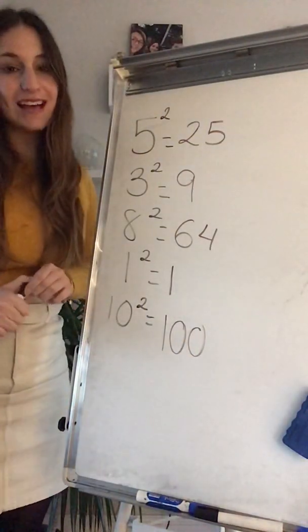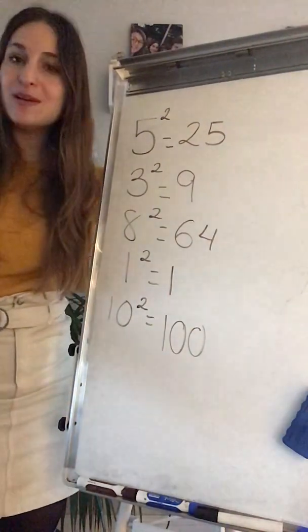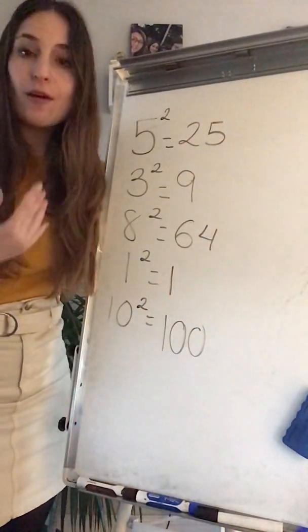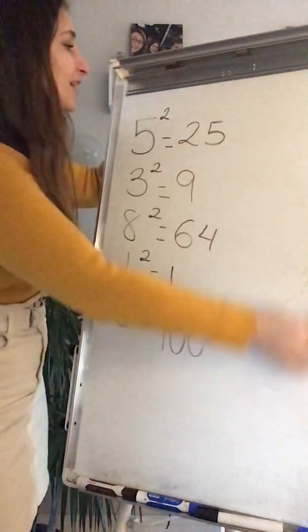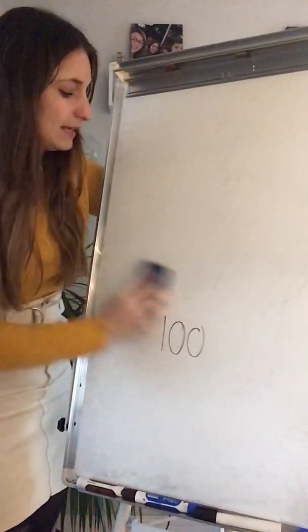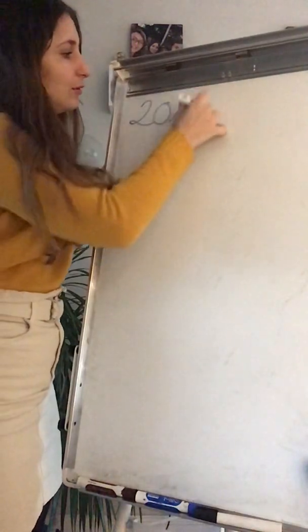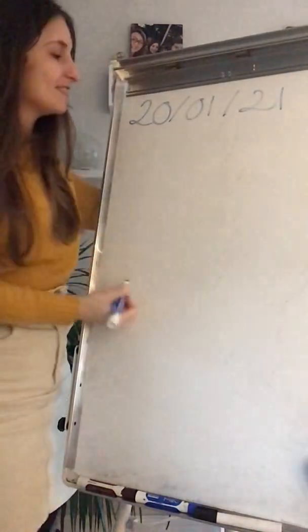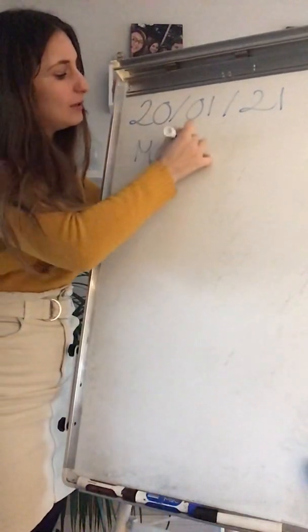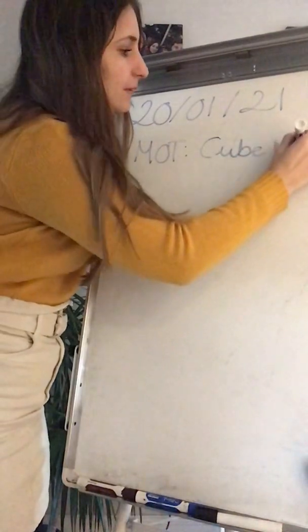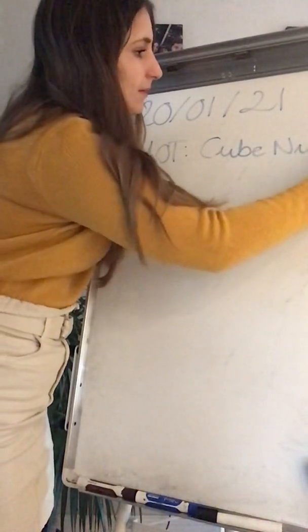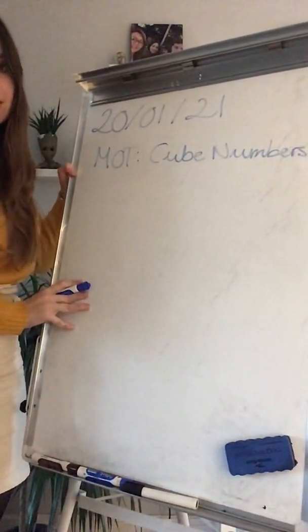Okay, so today, as I said yesterday in the meeting, we are going to be looking at cube numbers. We are going to see first how it looks and why it is called cube, because maybe some of you don't know it. So today is the 20th of the 1st of the 21st. We are doing our MOT where we are working with, it's going to say cube numbers. We're working on, it just says numbers, don't worry, cube numbers.